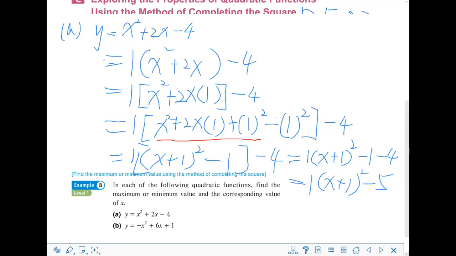Okay, we would like to change the original function into this format. But why do we need to change in this format? Because in this format we can see the values of h and k directly, where h and k will be the coordinates of the vertex. Okay, in this case, the vertex will be equal to -1 and -5. Okay, but why is it like this? I will explain to you.